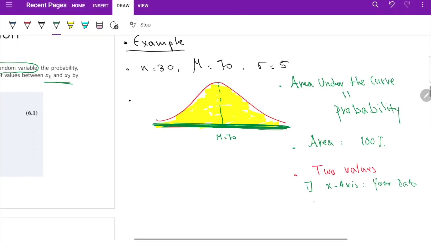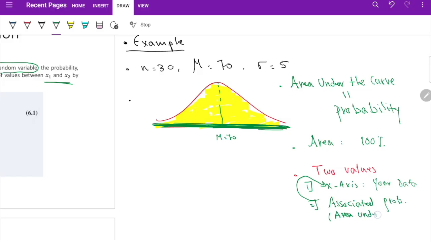The second set is going to be what? The associated probabilities. Associated to what? Associated to the x-axis values, because to each value we will assign a probability, right? Where are we going to find that one? So this is going to be the area under the curve. So this is the third point.